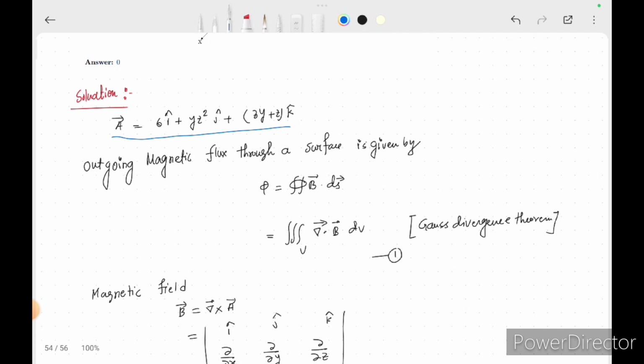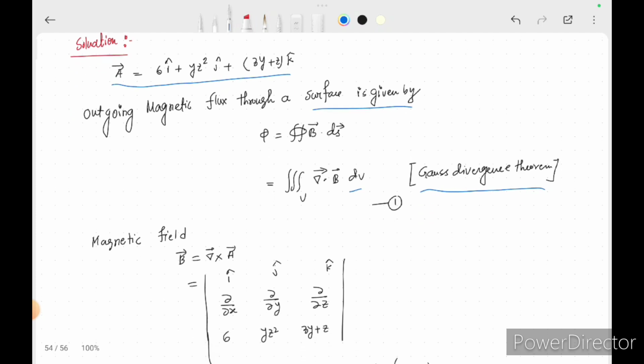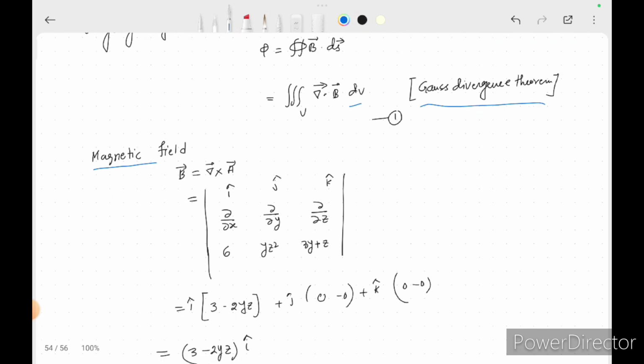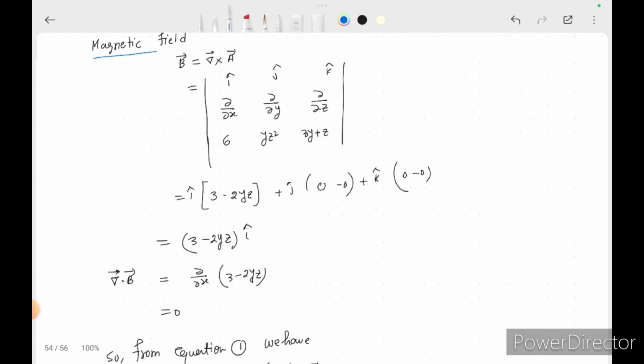The outgoing magnetic flux through a closed surface is given by the closed surface integral of B dot ds. Here we apply the divergence theorem, which gives the volume integral of the divergence of B. Now from the magnetic vector potential we calculate the magnetic field, B equals curl of A. From these expressions, just solve with the very simple mathematical formula. So we get the magnetic field B equals 3 minus 2yz in the i direction. So the divergence of B equals 0 because there is no x component.